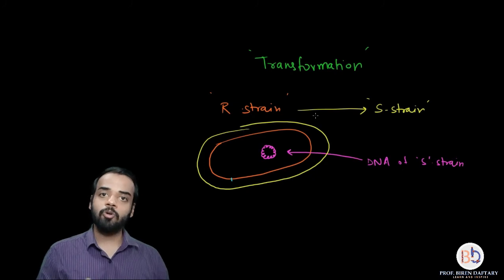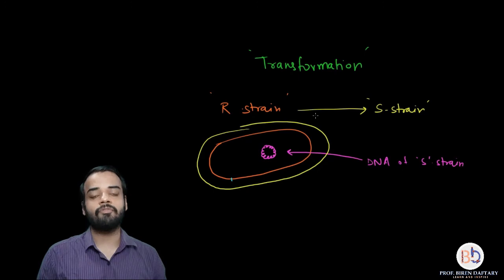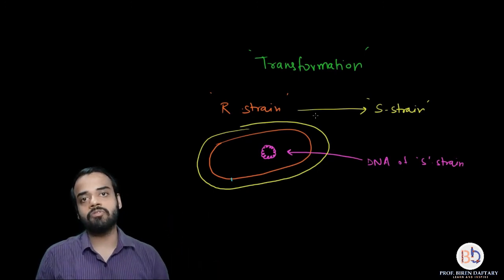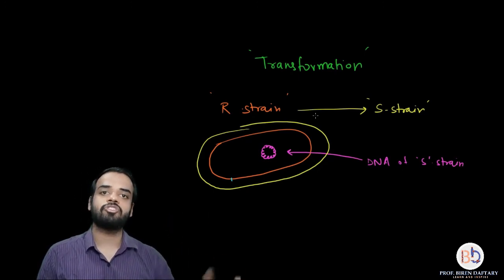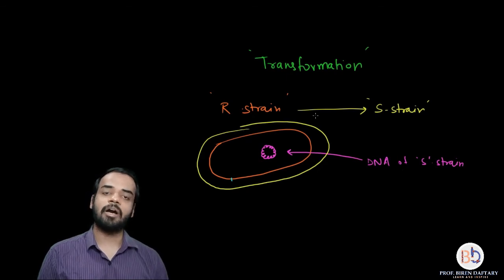So although both the DNAs are present in the R strain, the S strain DNA is more powerful. It will cause the capsule to grow. Once the capsule is formed, it is toxic. It will cause pneumonia. Simple. And apart from the capsule and the nucleoid, everything else in both the bacteria is same, R strain and S strain. So then it becomes S strain. Simple. So this is called transformation.